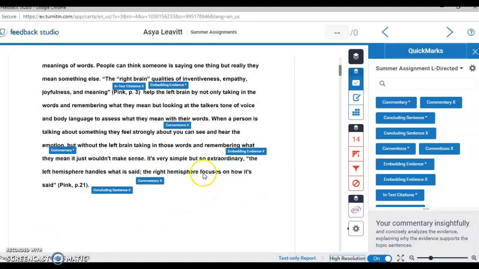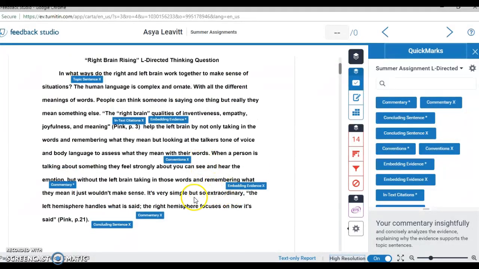The problem, Asia, is that when I came down here, and I read this sentence, it's very simple but so extraordinary. The left hemisphere handles what is said. So do you see how really these should be two separate sentences? So this quote, unlike this first one, doesn't really flow together very well. So we just want to watch that, and we'll be working on that soon.